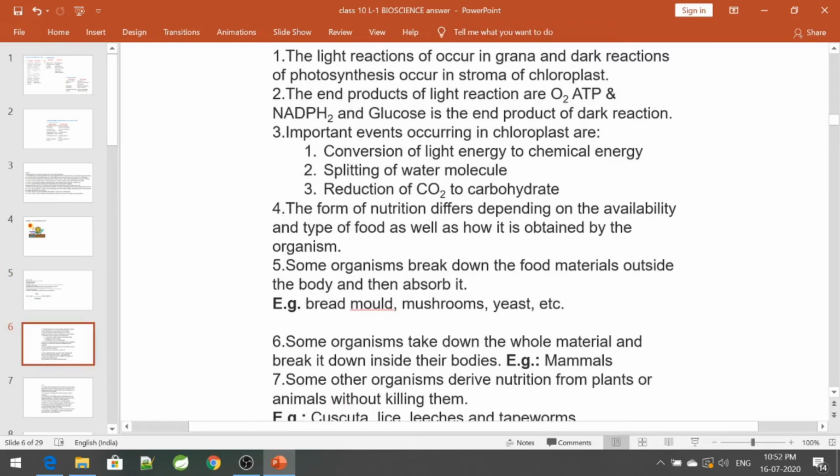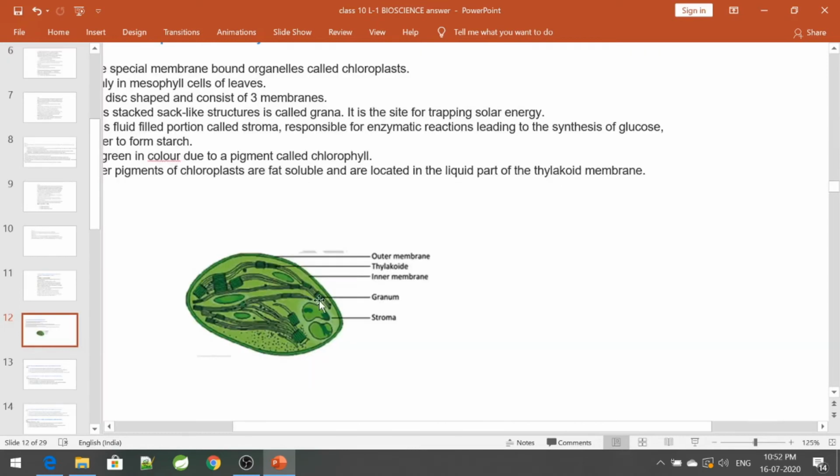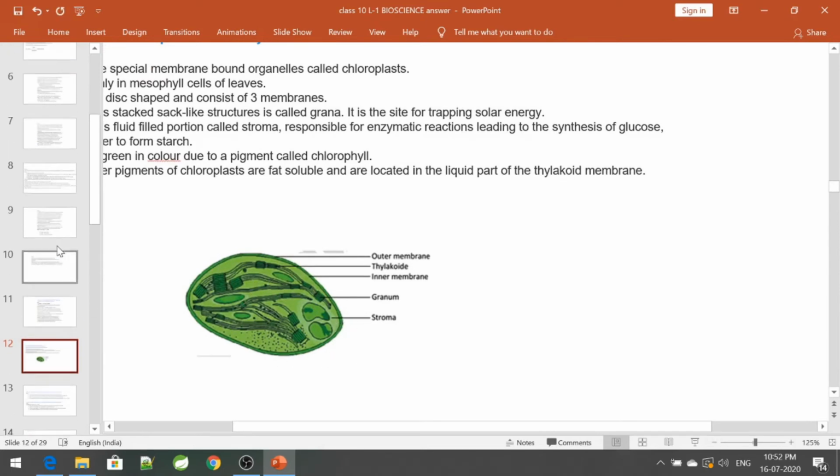The light reaction occurs in grana and the dark reaction of photosynthesis occurs in stroma. Always remember, the light reaction occurs in grana, whereas the dark reaction occurs in the stroma of the chloroplast. You should know the organelles present in the chloroplast: the grana, in which the light reaction is taking place, whereas in this fluid, the stroma, the dark reaction is taking place. Okay, hope you got it.